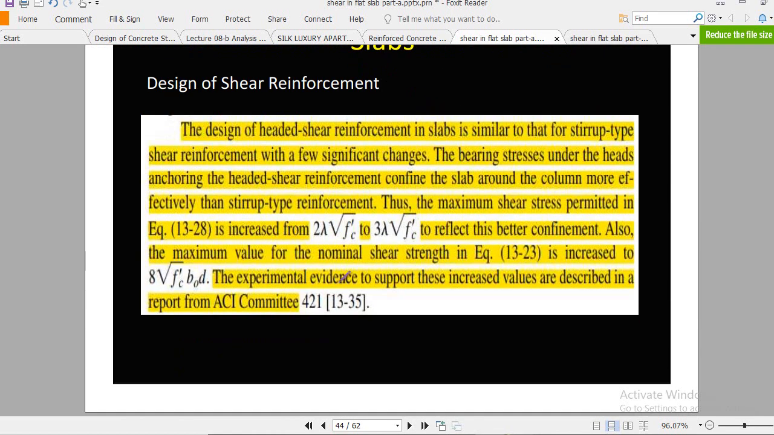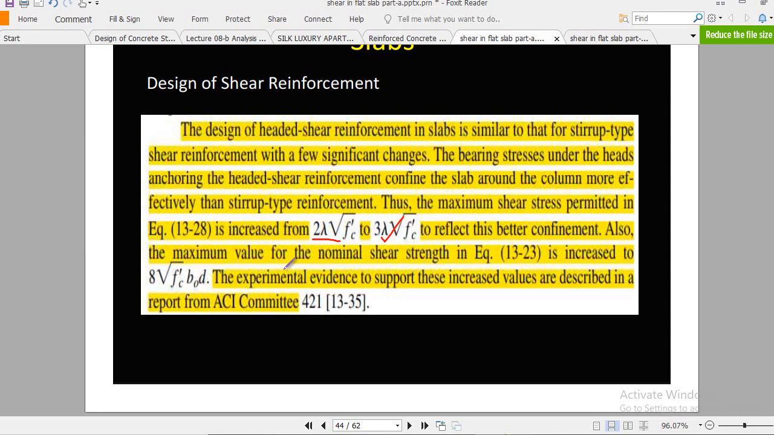And similarly for stud reinforcement, as we did in the case of shear stirrups, we have to consider Vc equals to this value if you are providing shear reinforcement by using stirrups. If we are providing shear reinforcement in the slab by using studs, then we have to consider Vc equals to 3 lambda root Fc prime. But these are the recommendations of different designers: don't consider this value, go for this value.